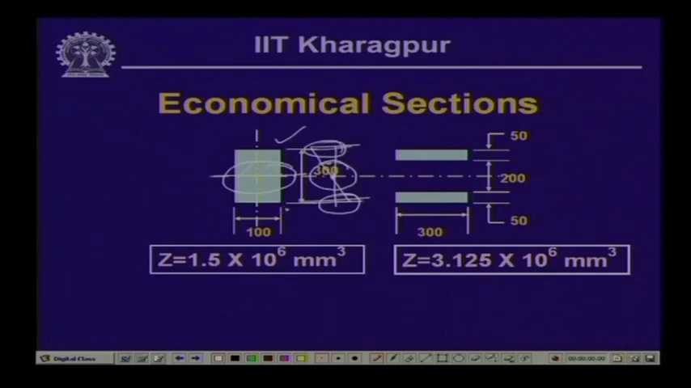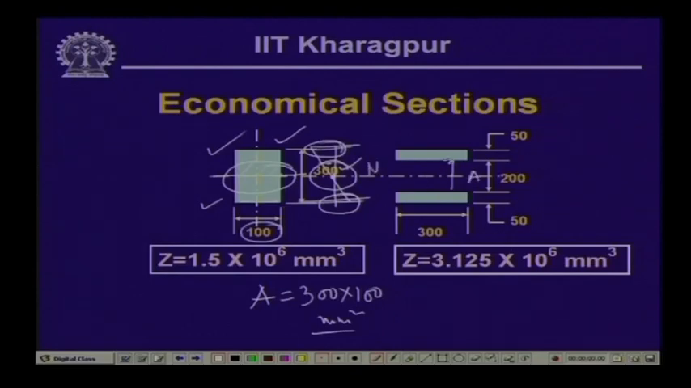Now, in this particular rectangular section, we have a dimension of 100 millimeter width and 300 millimeter depth. So, the cross sectional area of this is equal to 300 times 100 millimeter square. Now, let us say we utilize the same area, but we place the masses in such a way that they are at a distance apart from the neutral axis. This is the neutral axis.